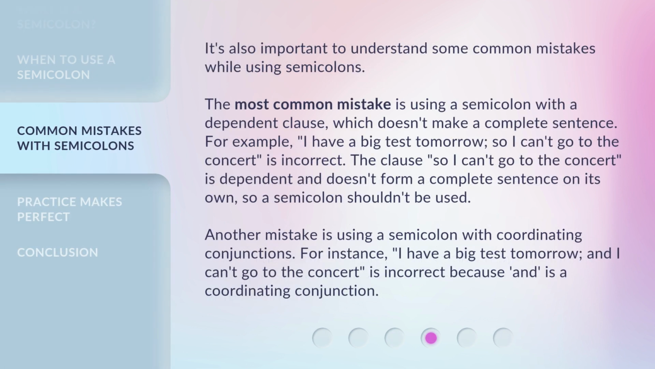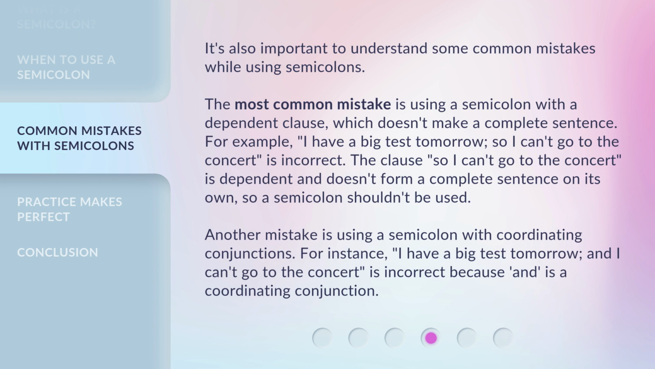It's also important to understand some common mistakes while using semicolons. The most common mistake is using a semicolon with a dependent clause, which doesn't make a complete sentence. For example, I have a big test tomorrow; so I can't go to the concert, is incorrect. The clause, so I can't go to the concert, is dependent and doesn't form a complete sentence on its own, so a semicolon shouldn't be used.